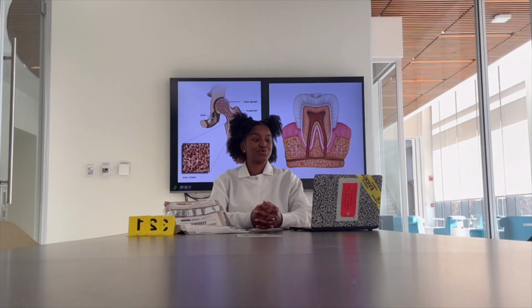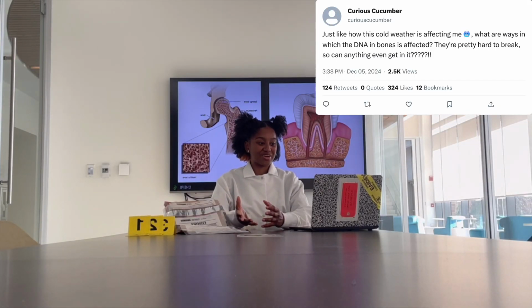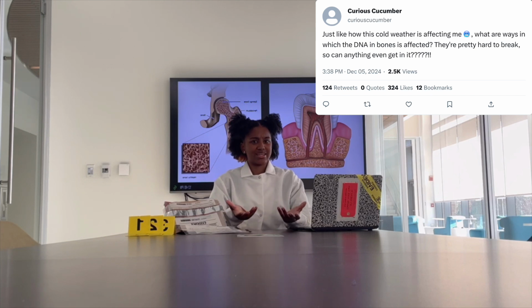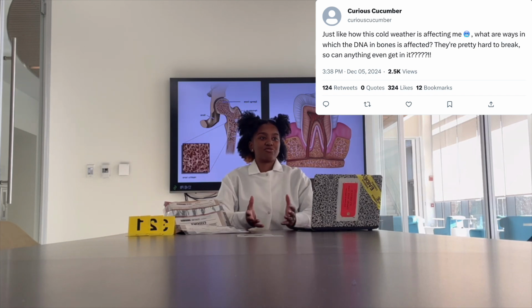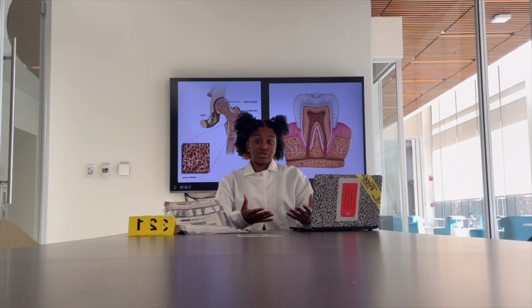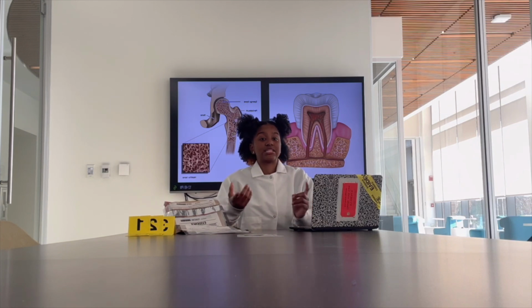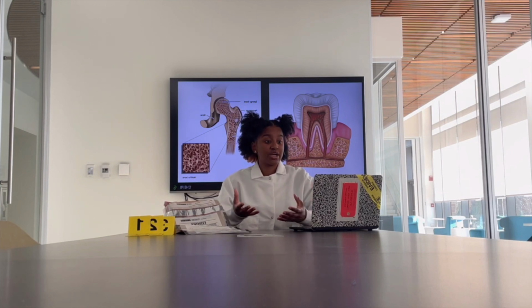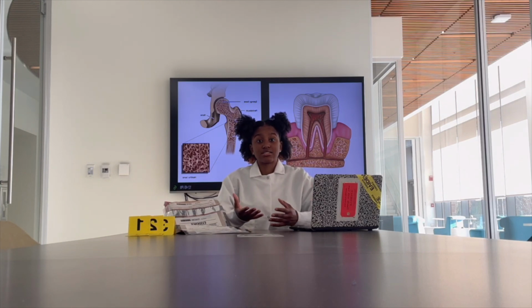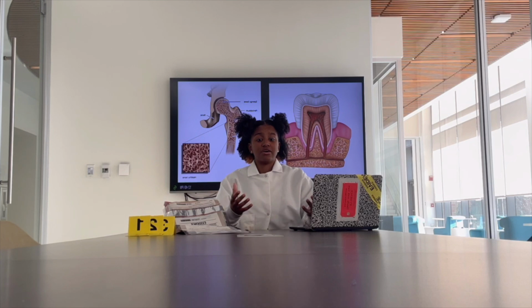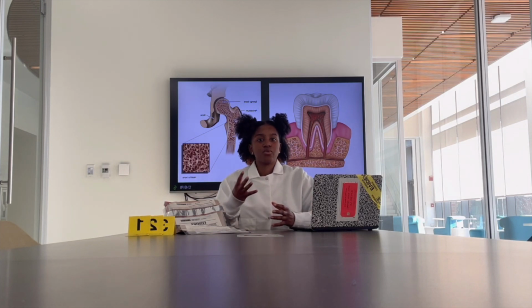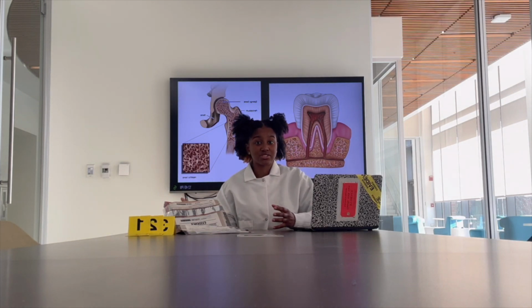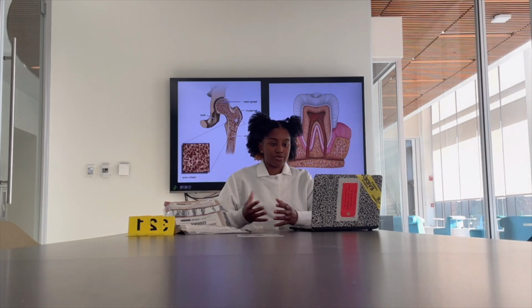All right, Curious Cucumber asks, just as this cold weather is affecting me, what are ways in which the DNA in bones is affected? They're pretty hard to break, so can anything even get in it? There are several ways in which the DNA within bones is affected. Even though it's hard, with aging over time, the DNA just tends to naturally degrade, especially after one dies. So when we go to recover the DNA, if they died maybe 2 days ago, we can easily obtain the DNA compared to 1,000 years ago. It may be a bit more difficult.